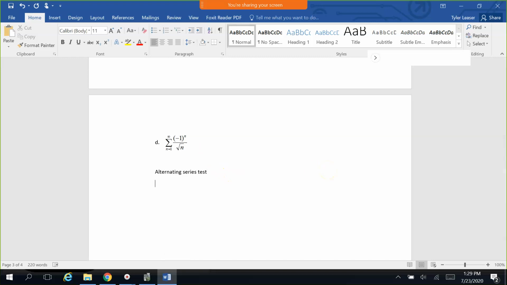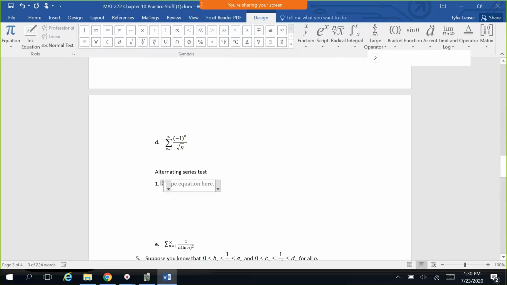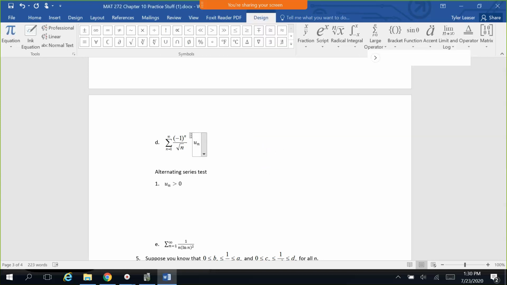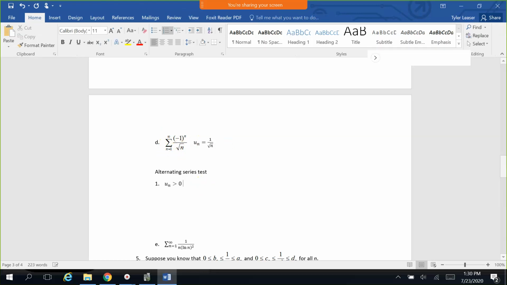Remember, for the alternating series test, there are 3 things that you have to have. The first thing is that you have to have your u sub n's always come out to be positive. The u sub n's is the sequence, but without the alternating part. So just the 1 over square root n. This is definitely positive as n goes from 1 to infinity. So I'm just going to put a little check here.